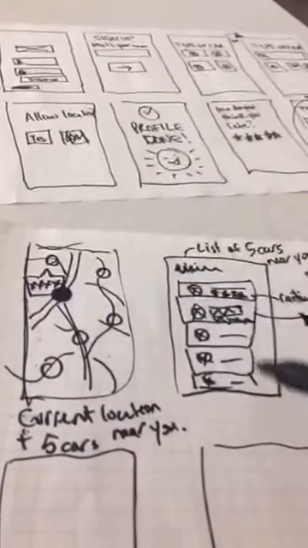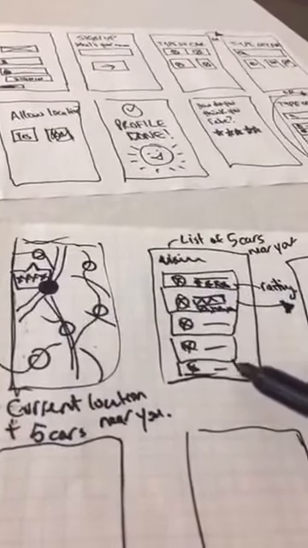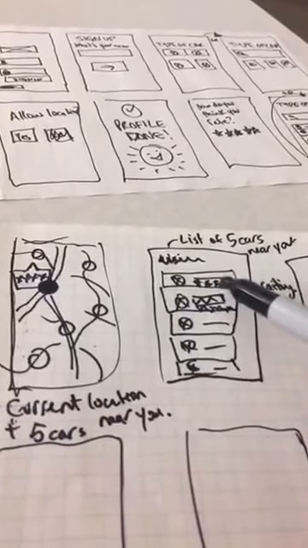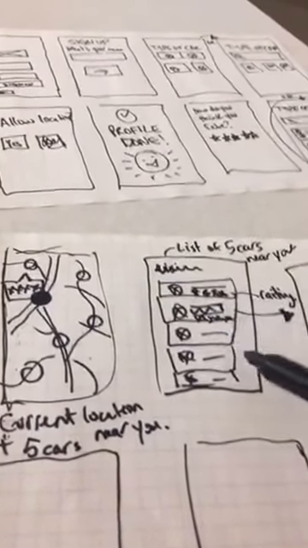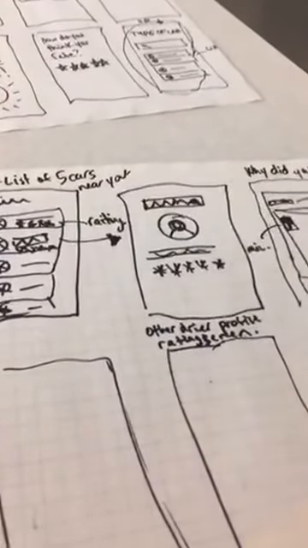Or you could go into the list view, which basically lists the people around you, the car type, and their rating currently. Then clicking into that will give you their profile, and you can rate them from there.